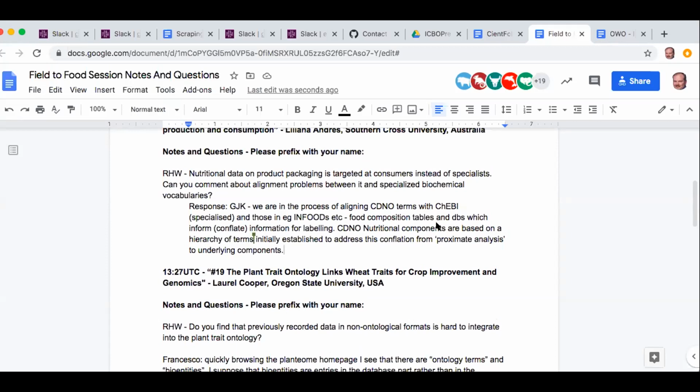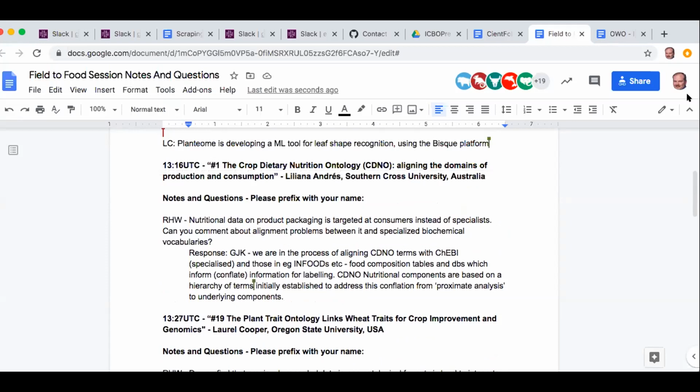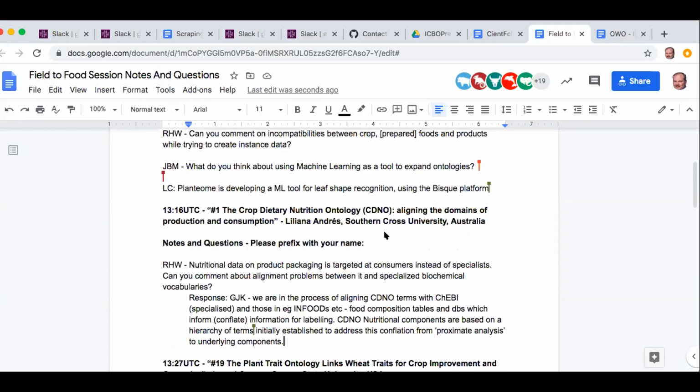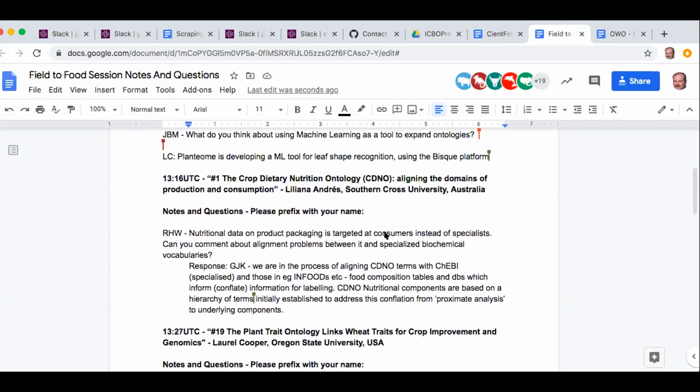Okay. Just on to a second question that I had here in nutritional data. Product packaging is targeted at consumers, and as such, it's occasionally oversimplified, whereas a lot of the professional vocabulary tends to be extremely specific and well designed. Have you seen an alignment problem between those two?